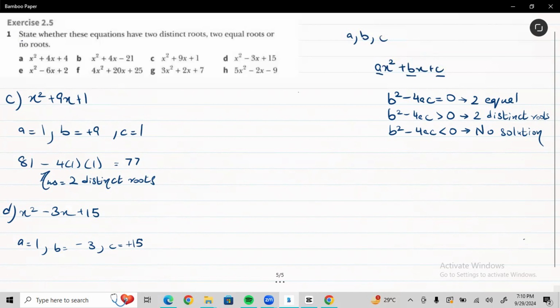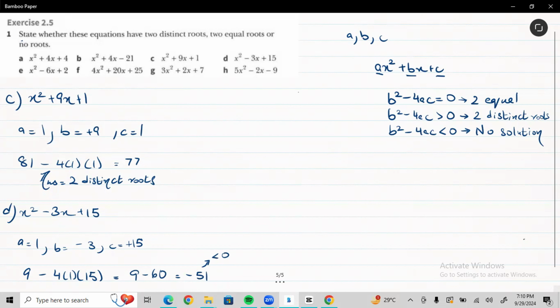Again, b squared, -3 squared, is positive 9, minus 4 multiplied by a multiplied by c. That's going to give me 9 minus 4 multiplied by 15, which is 60. So 9 minus 60 is equal to -51. And as we know, -51 is a value which is less than 0 because it's negative.